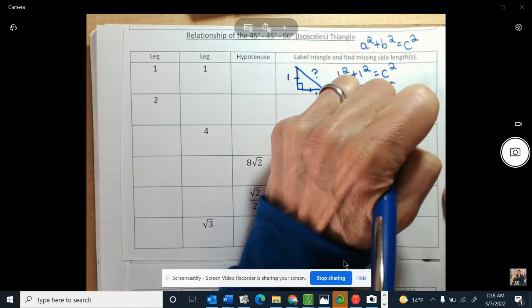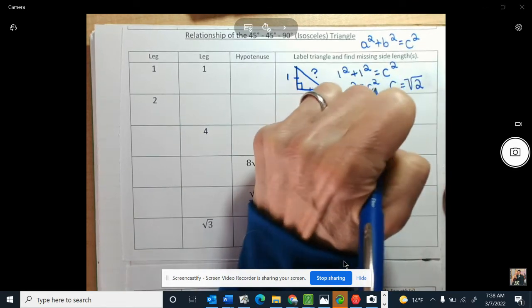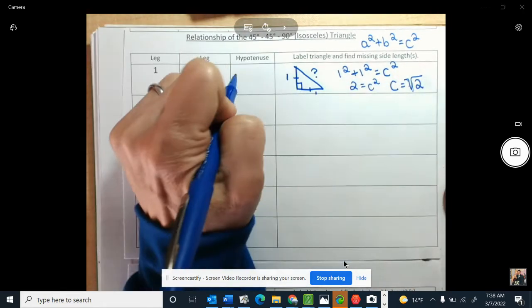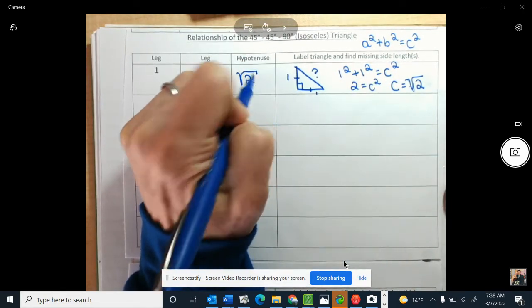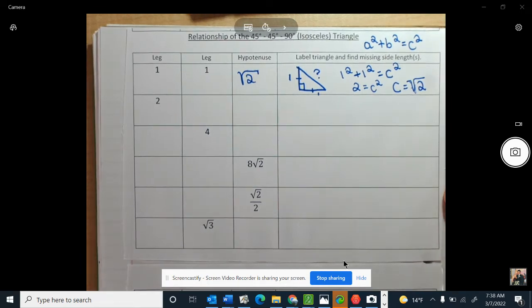So c, or the hypotenuse, is the square root of 2 because we undo a squaring by taking the square root. So the hypotenuse is the square root of 2. Do not round that answer.